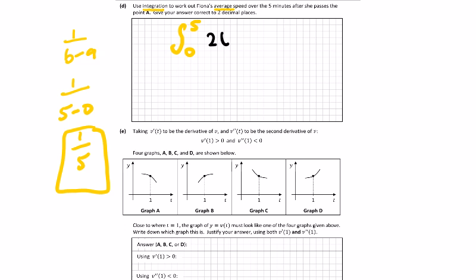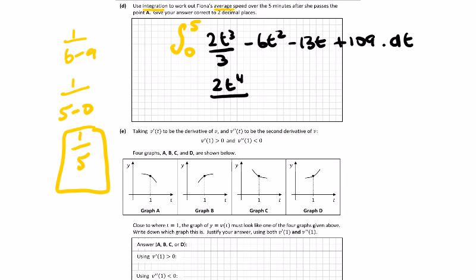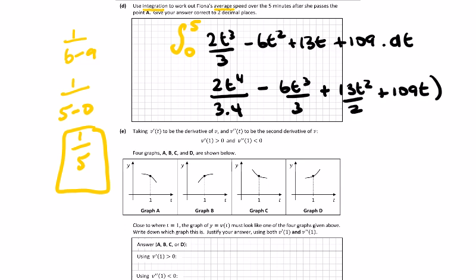It's the integral of 2t cubed over 3 minus 6t squared minus 13t plus 109 with respect to t. So if we integrate, we're going to get 2t to the power of 4 over 4, but there's a 3 already there, so it's going to be 3 times 4, minus 6t cubed over 3, minus, that's actually plus 13t, sorry, plus 13t squared over 2 plus 109t between 5 and 0. So the 0 won't give me any value here.